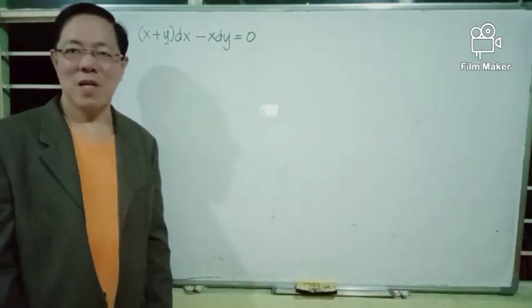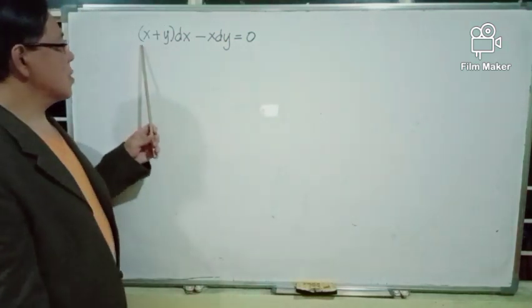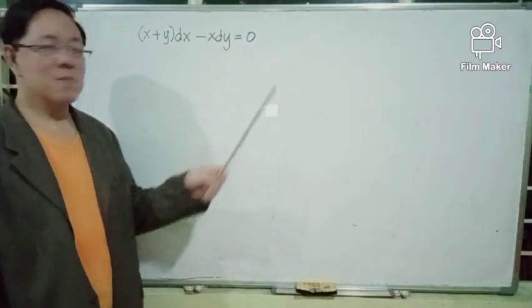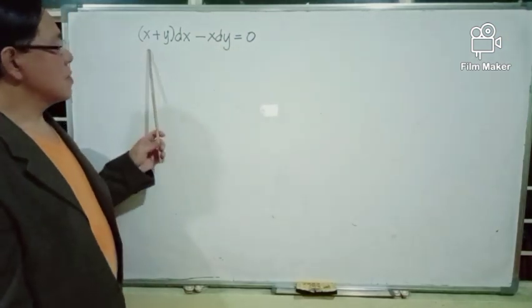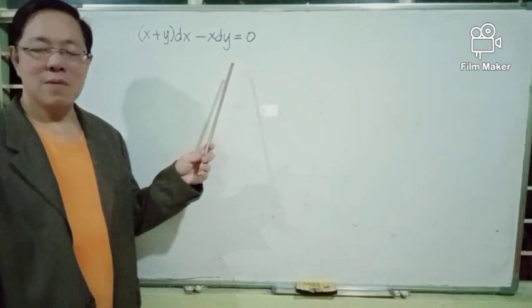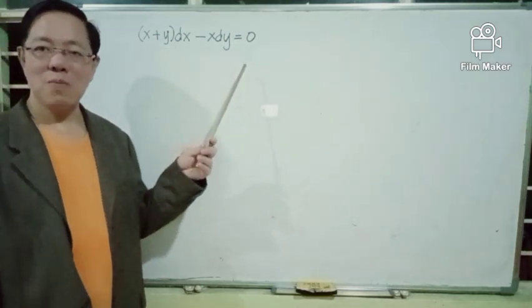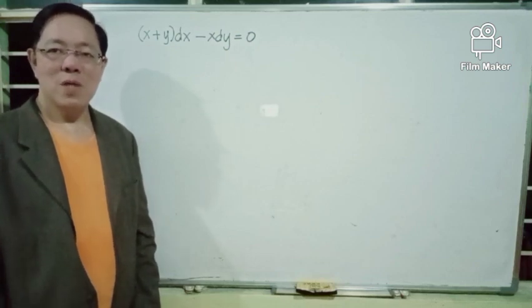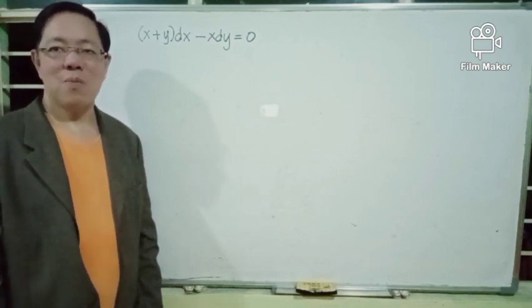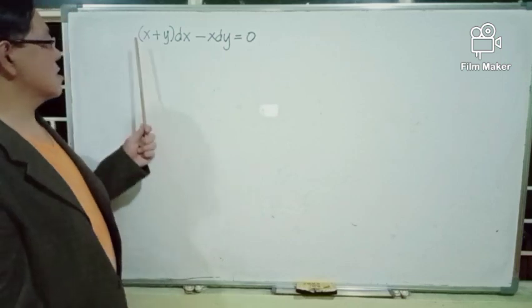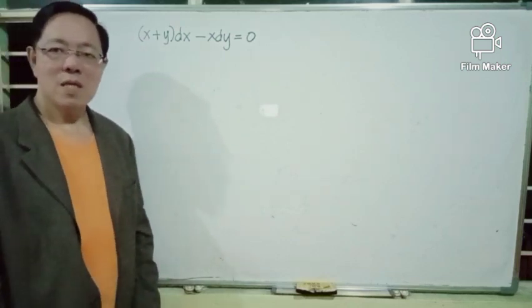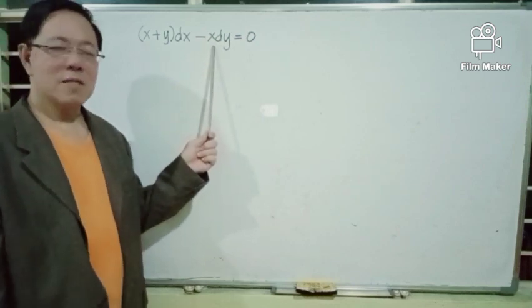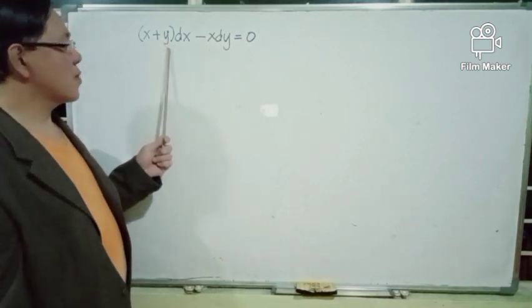Consider the following differential equation: the quantity x plus y dx minus x dy equals 0. Now, if you try to solve this differential equation by the method of separation of variables, you will find out that it cannot be solved by separation of variables because the sum x plus y cannot be separated. Even if you divide the whole equation by x, you will still have y over x in the sum.